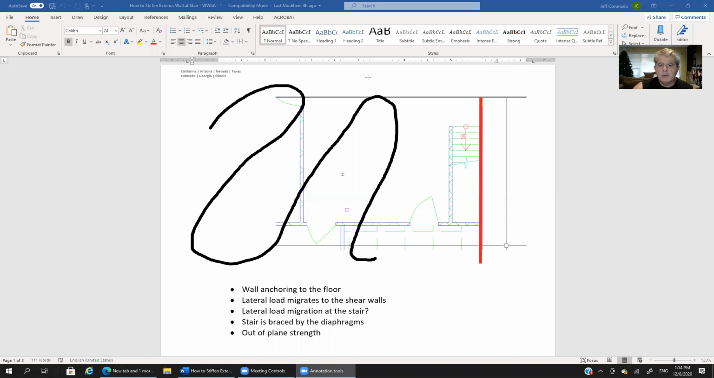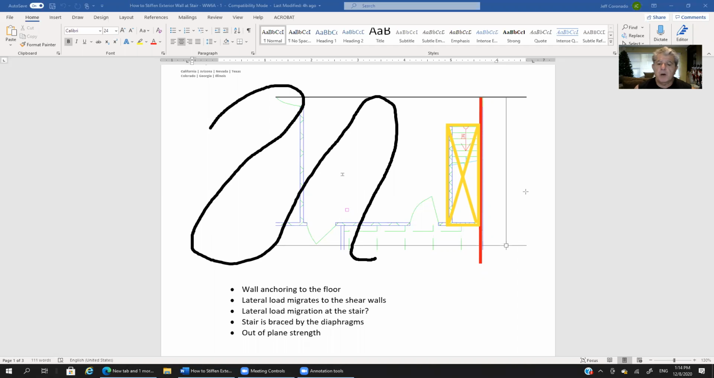The black squiggle is our floor. Right here is our stairwell. You can see the stairs are adjacent to the exterior wall. So this is an opening in the diaphragm, right? In this case, it's a stair. Again, it could be anything else as long as it's a significant opening in the diaphragm.